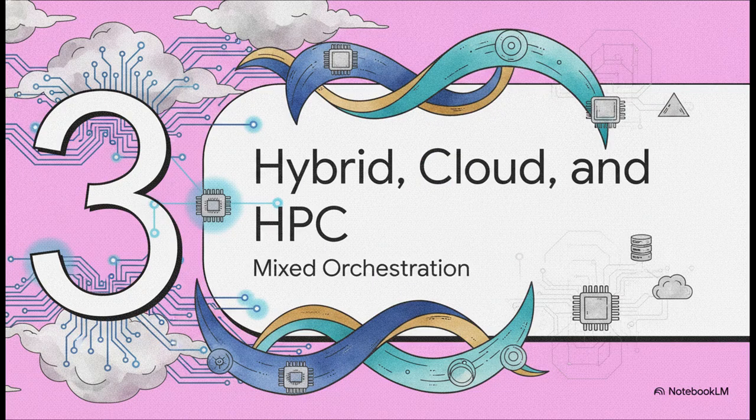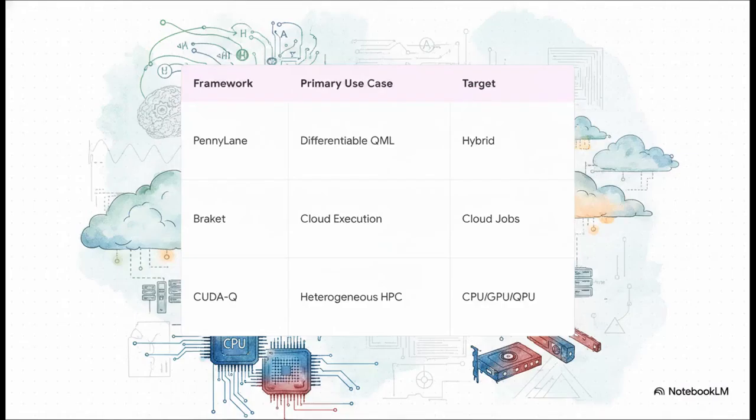Okay, section 3, hybrid, cloud, and HPC. Let's look at mixed orchestration workflows. So, most near-term algorithms require a really tight loop between classical CPUs and quantum processors. Here we have PennyLane, Amazon Braket, and CUDA-Q. And these three serve completely different architectural needs. PennyLane is all about differentiable programming for machine learning. Braket is your multi-provider cloud execution layer. And CUDA-Q? That's built for heterogeneous, high-performance classical and quantum integration. Let's break these down one by one.